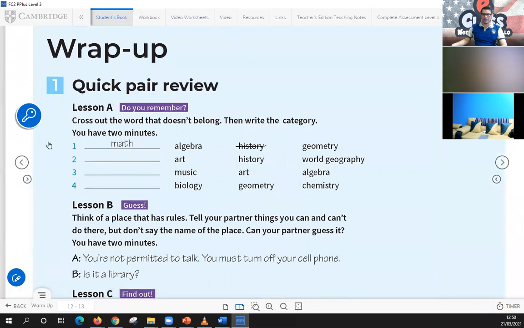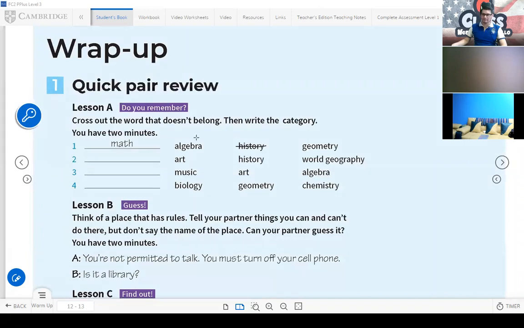You have to remember because all of these we did in the previous lessons. Yeah? Dice, for example, you have here math, history, geometry, no? What doesn't belong? ¿Cuál es el que no pertenece? Cross the odd word that doesn't belong. Then write the category. For example, history doesn't belong, porque estamos hablando about numbers, algebra, geometry. You can add here math. No, we add one more. Agregamos uno más.